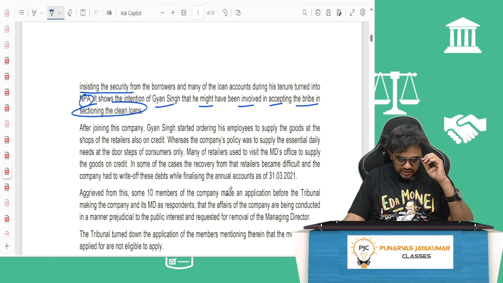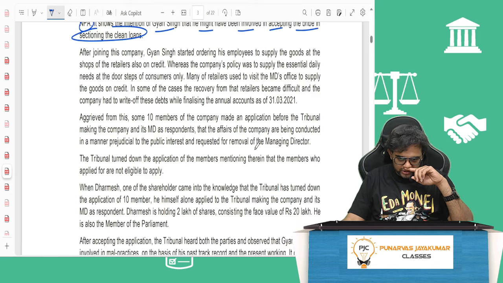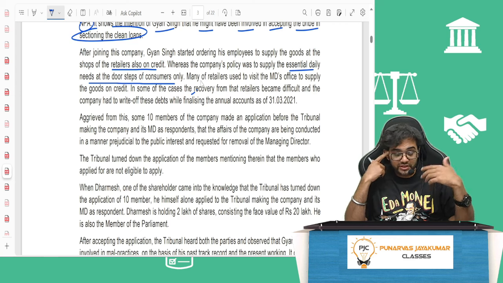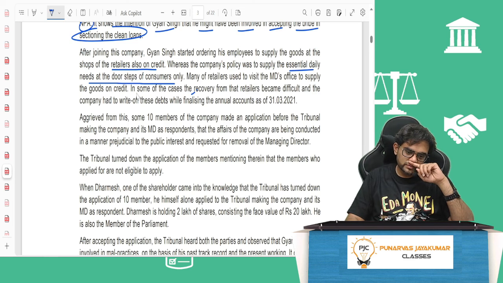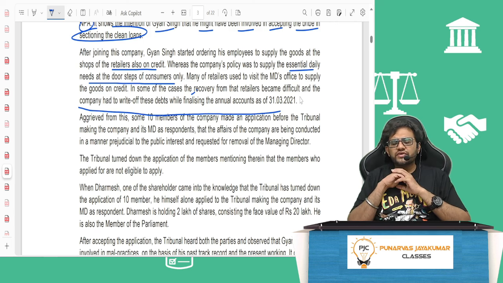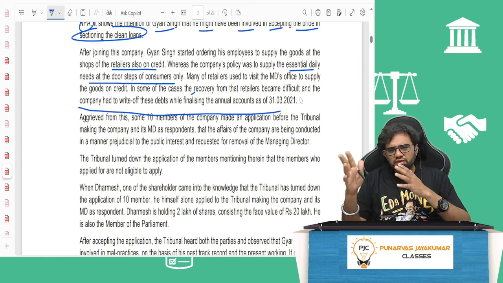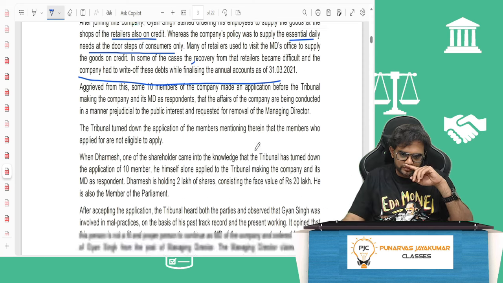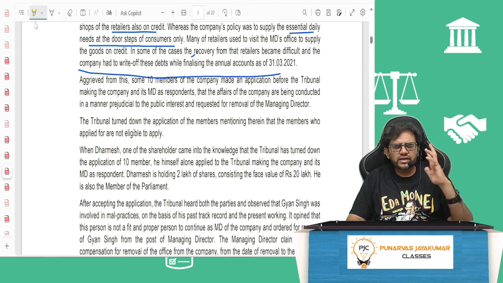After joining this company, Gyan Singh started ordering his employees to supply the goods at the shops of retailers also on credit. The company was only to supply the essential daily needs at the doorstep of consumers, not to the retailers. Many retailers went to the MD's office to get goods on credit. In some cases, the recovery from the retailers became difficult and the company had to write off the losses. Everything was on a cash basis and only directly delivered to the customer, but now they are giving goods on credit to the retailers also. Basically, it's mismanagement happening in the company.